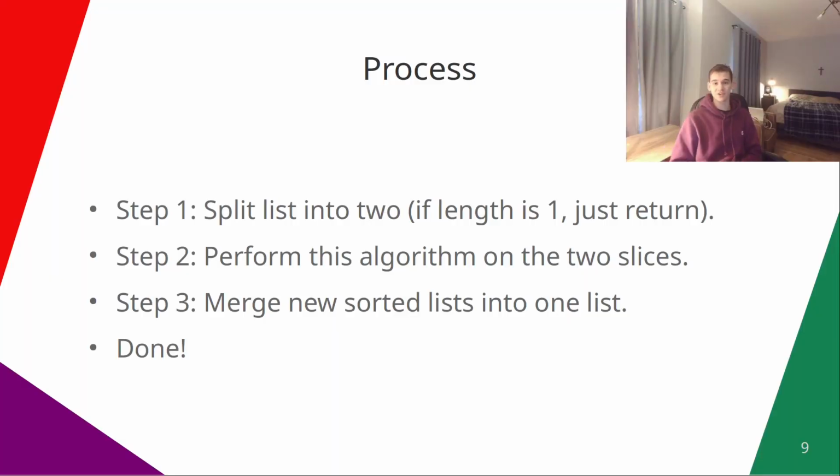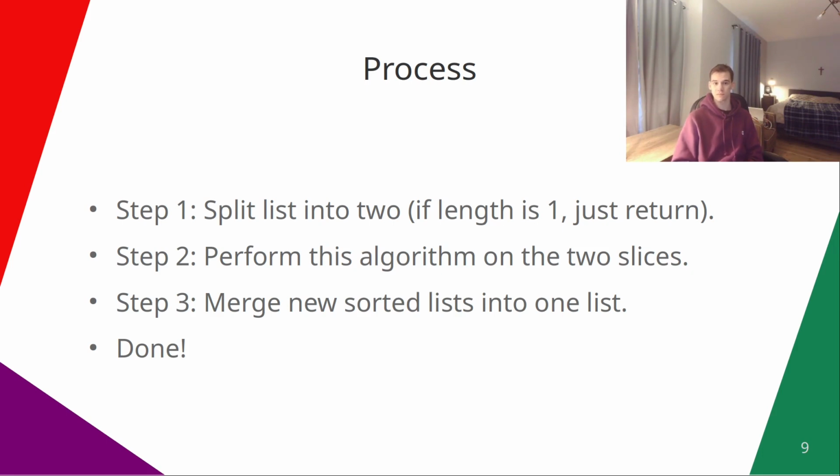The entire procedure consists of 3 simple steps. Step 1 is splitting your list into 2. Don't worry if your list has an odd length. One slice can be longer than the other. Also, if your list has a length 1, it's already sorted. You're done. Step 2 is performing this algorithm on your 2 new slices. Step 3 is merging your now sorted slices together with the merge method.